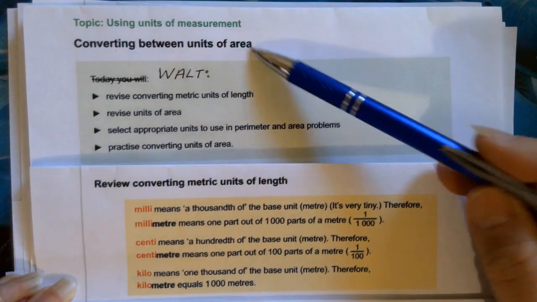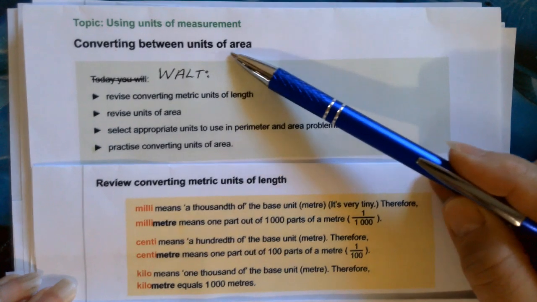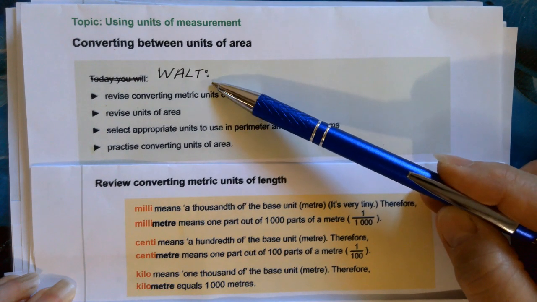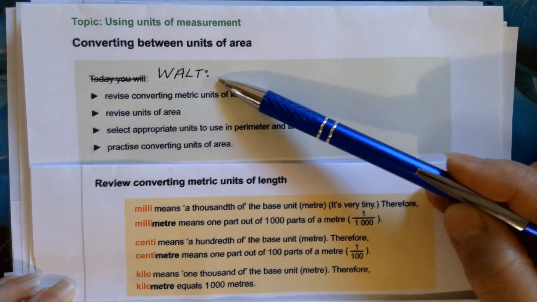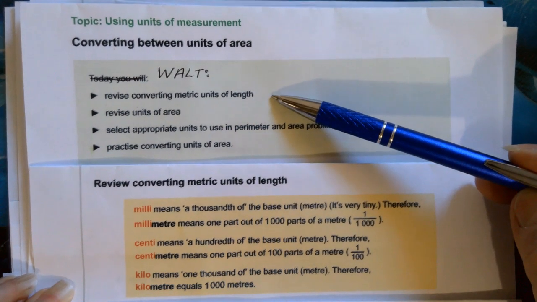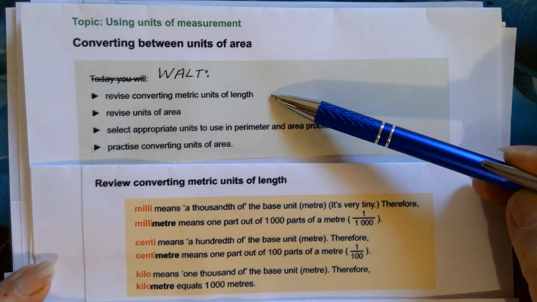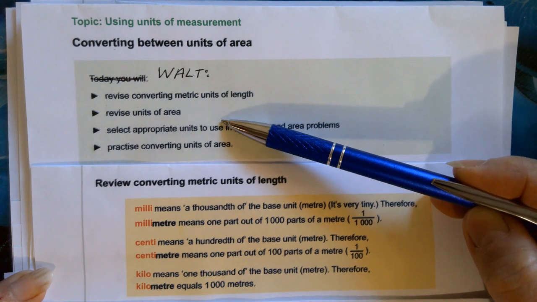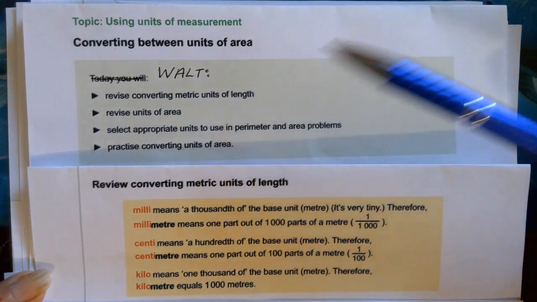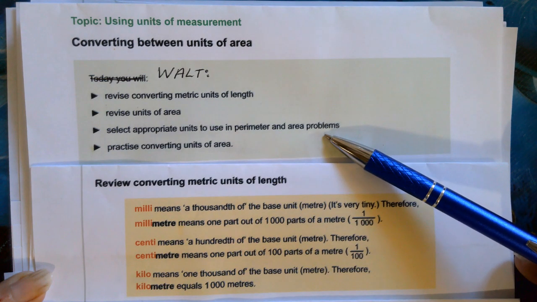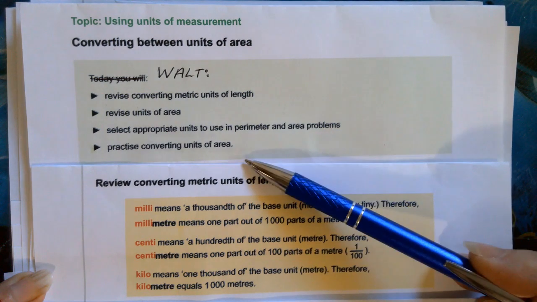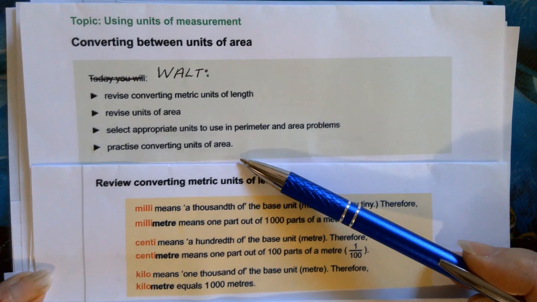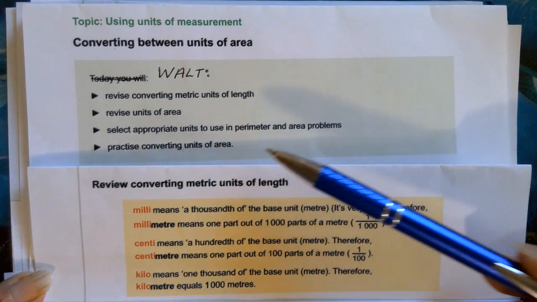Today we're going to be looking at converting between the units of area. So here is your WALT for this lesson, so please pause and write these down. First of all, we're going to revise converting our metric units of length. Then we're going to revise our units of area. Then we're going to select appropriate units to use for perimeter and area problems, and then practice converting those units of area. So we're going to cover a bit today.